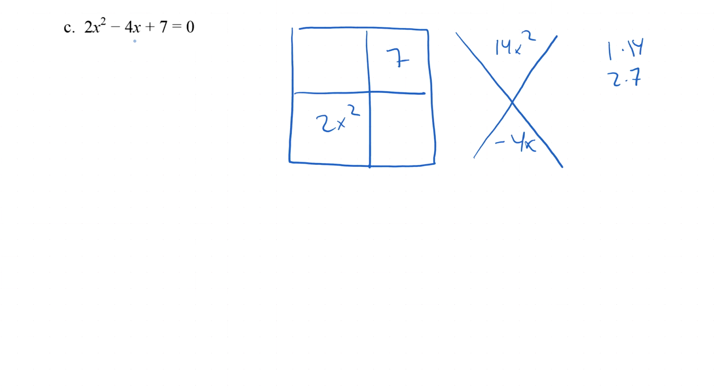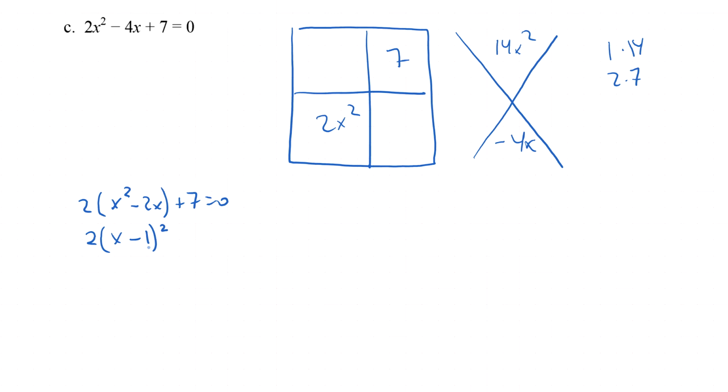Because these are even, I'm going to use completing the square. So I'm going to factor out a 2. And so then I get x squared minus 2x plus 7 equals 0. And then we're completing the square on this, so then 2 divided by 2 is 1, so this is going to be 2 times x minus 1 squared.